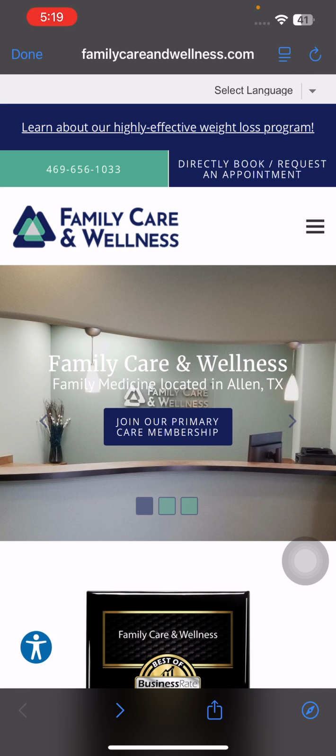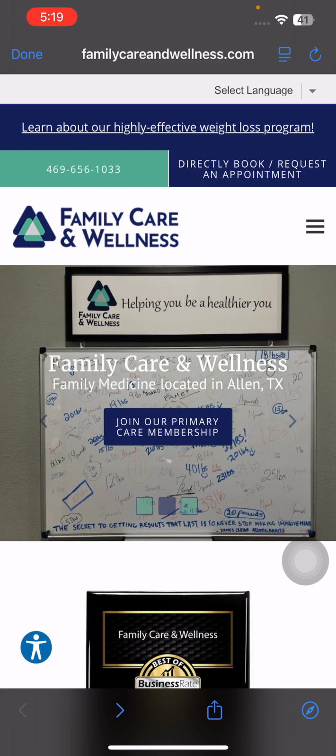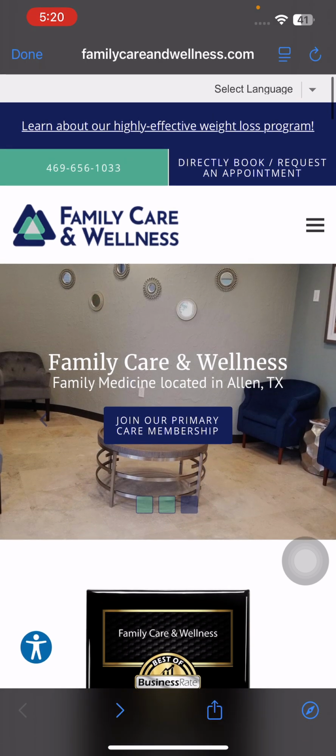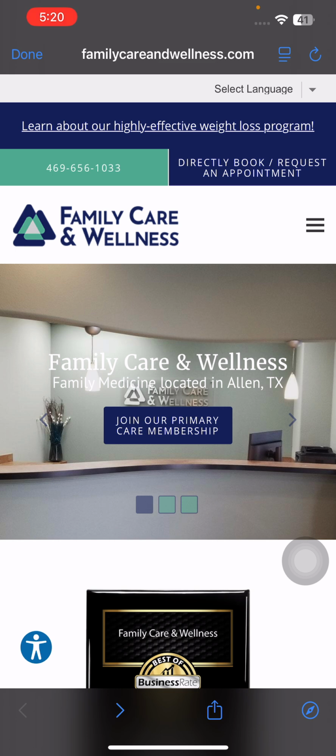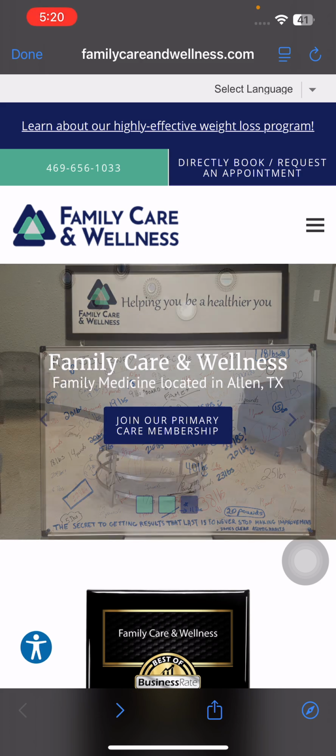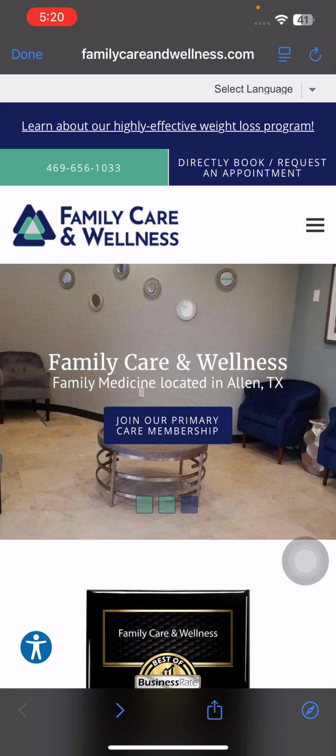So you see, we have select language, which is great. I love that we have this option. However, we have lost some vertical space here. I feel that we should have clubbed it better with the announcement bar. The announcement bar says, learn about our highly effective weight loss program. So we should reduce and use the vertical space a bit more smartly here. I also feel that rather than select language, we should have that icon for language, because a lot of people are familiar with that icon.